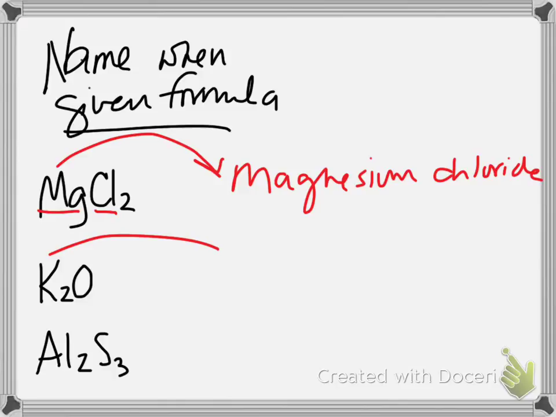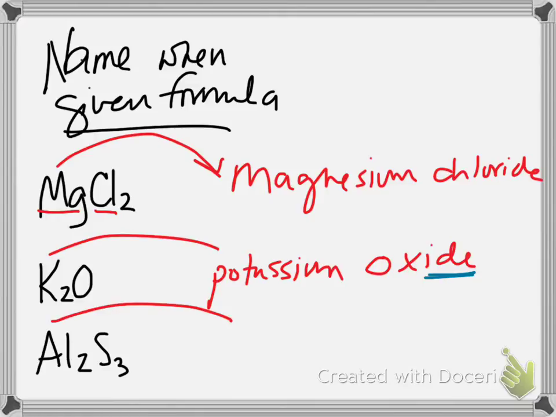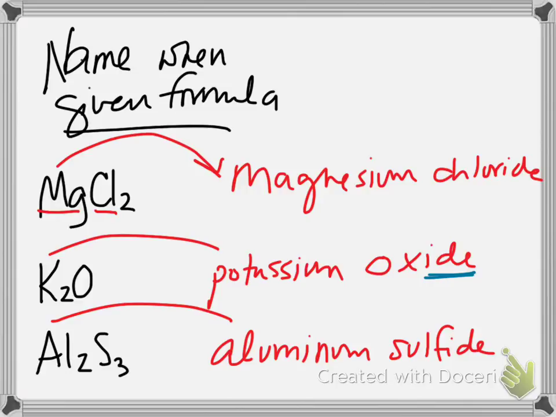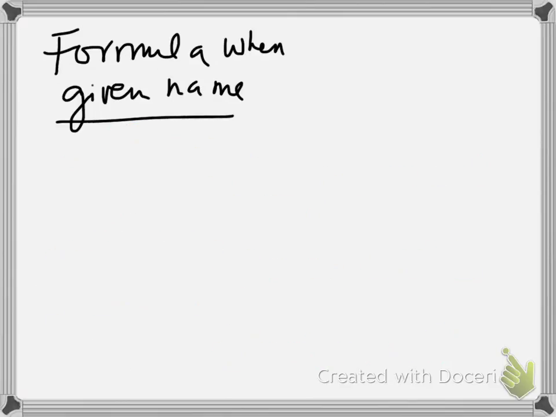The next one, we've got potassium oxide. And remember, we are paying very careful attention to those endings, those IDEs. And then the next one, what's that first? Aluminum sulfide. Okay, that's pretty easy.